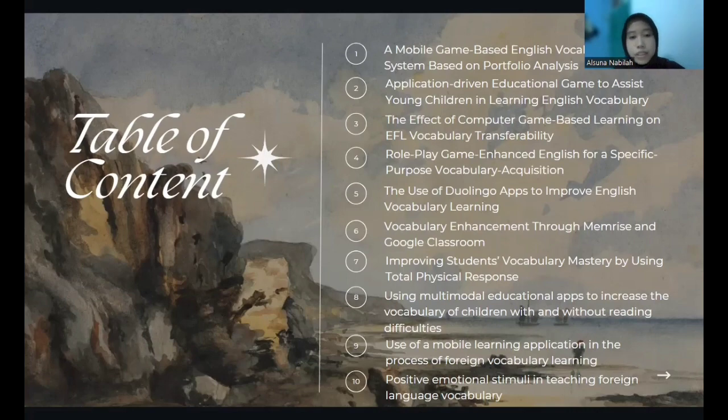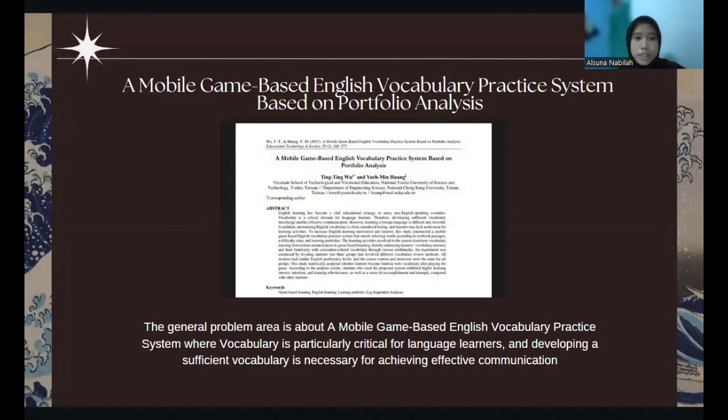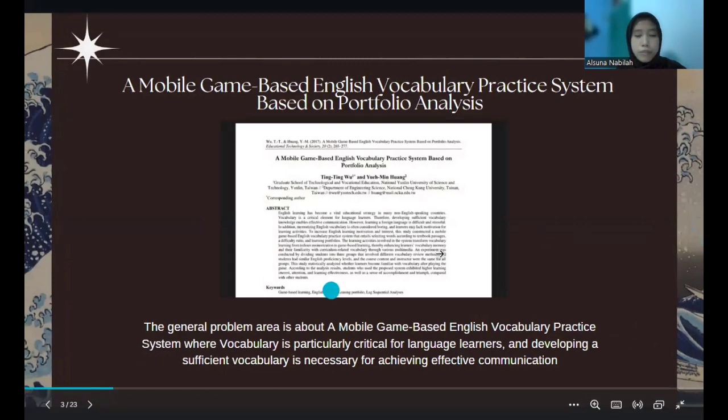For the first article, it is about a mobile game-based English vocabulary practice system based on portfolio analysis. This article was written by Ting Ting Wu and Yoon Min Huang in 2017. The general problem area is about a mobile game-based English vocabulary practice system, where vocabulary is particularly critical for language learners, and developing sufficient vocabulary is necessary for achieving effective communication. So that is the general problem of this article.